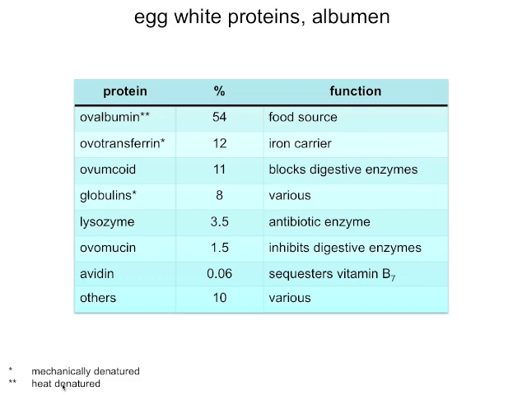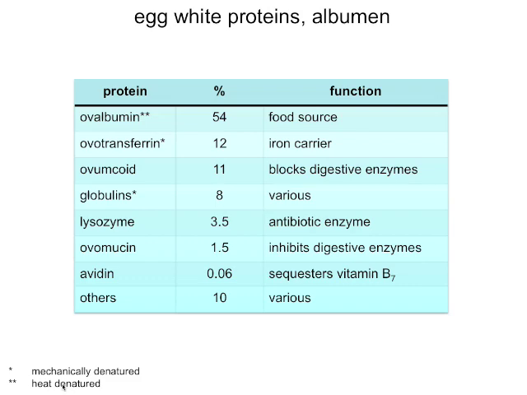Ovomucin again inhibiting digestive enzymes. Avidin, this is an interesting molecule. Very small concentration, but then again, vitamin B7 is present at very small concentrations. But by sequestering that vitamin, we again inhibit the growth of invading organisms which would need vitamin B7 to grow on their own. So we see that there's a wide variety, this is by no means an exhaustive list, a wide variety of proteins in the egg white, all doing various tasks.